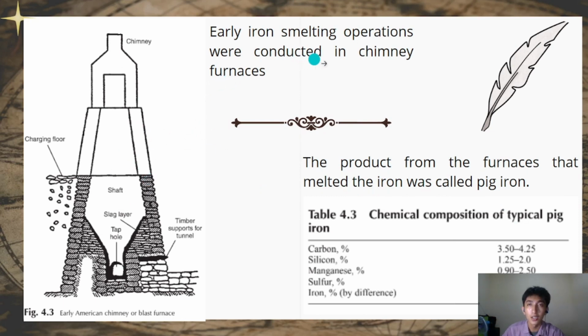Next is the picture. Early iron smelting operations were conducted in cement furnaces. And then this table shows the product from the furnace that melted the iron, which was called pig iron.